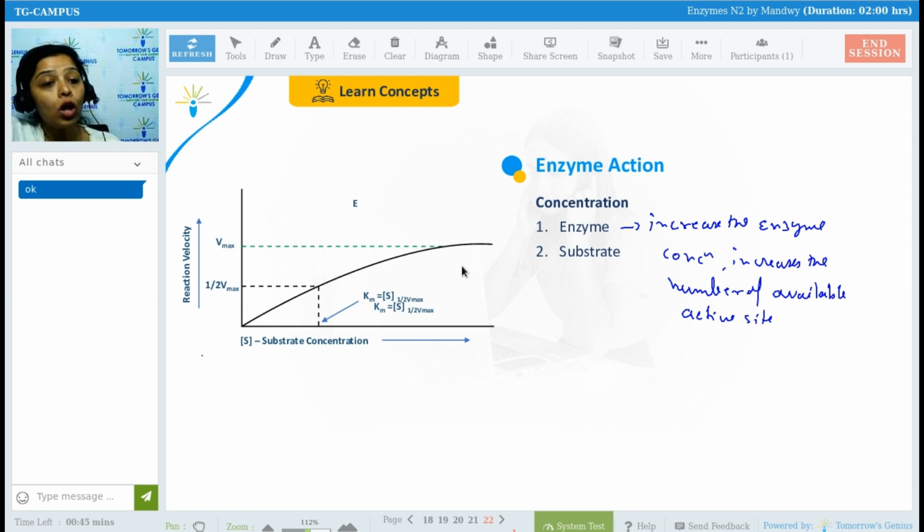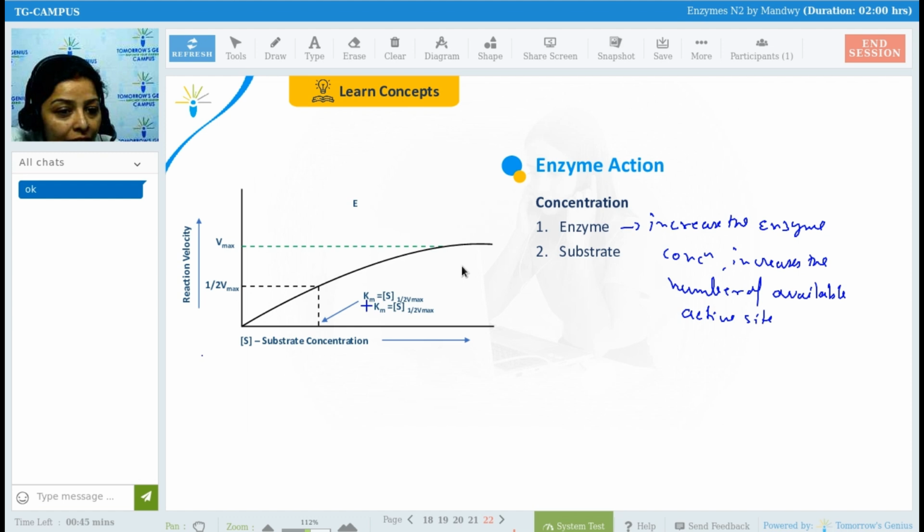Once all the active sites become saturated, now what will happen? The rate of reaction will be constant for a certain period of time, and then there will be no more available active sites, so no more enzymatic reaction will take place. Clear? Yes, ma'am. That's why the substrate molecules occupy the active site vacated by the product and cannot increase the rate of reaction further. Clear? Yes, ma'am.